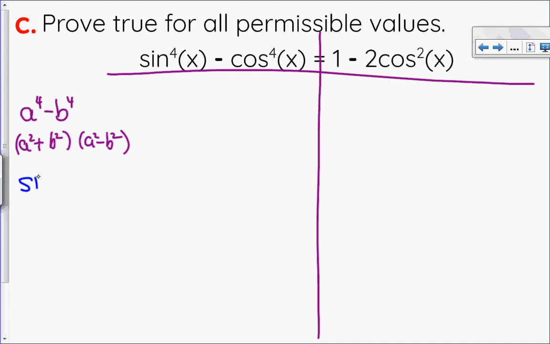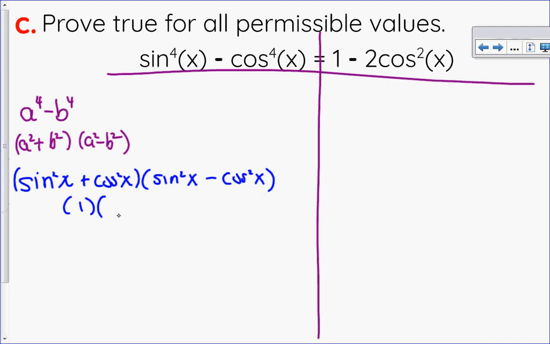So a is sine, so this is sine squared x plus cos squared x, and then that will be multiplied by sine squared x minus cos squared x. Okay, hopefully you recognize that first factor as Pythagorean identity number 1. Sine squared plus cos squared is 1. So this is really 1 times sine squared x minus cos squared x, which is just sine squared x minus cos squared x. Now I want to prove that that's equal to 1 minus 2 cos squared x.